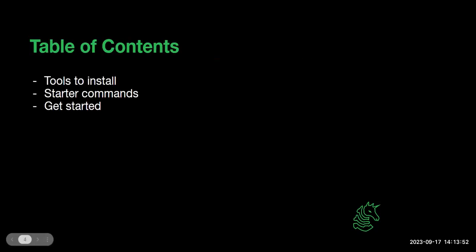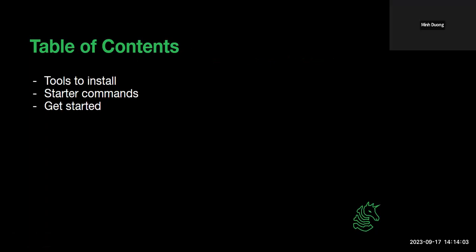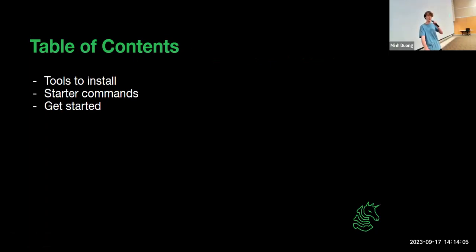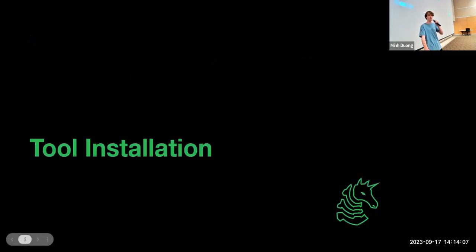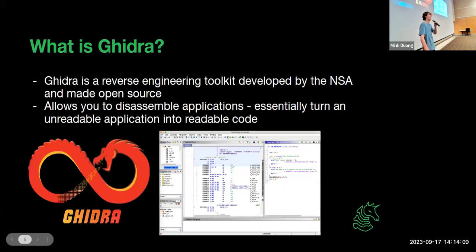So let's just dive right in with tool installation. The first tool I want to talk about is called Ghidra. Ghidra is a tool developed by the NSA. They claim to not steal your data when you install it, so hopefully that's true. It allows you to disassemble applications. This lets you take the binary program on your computer and turn it into essentially pseudocode, or it looks sort of like C code.